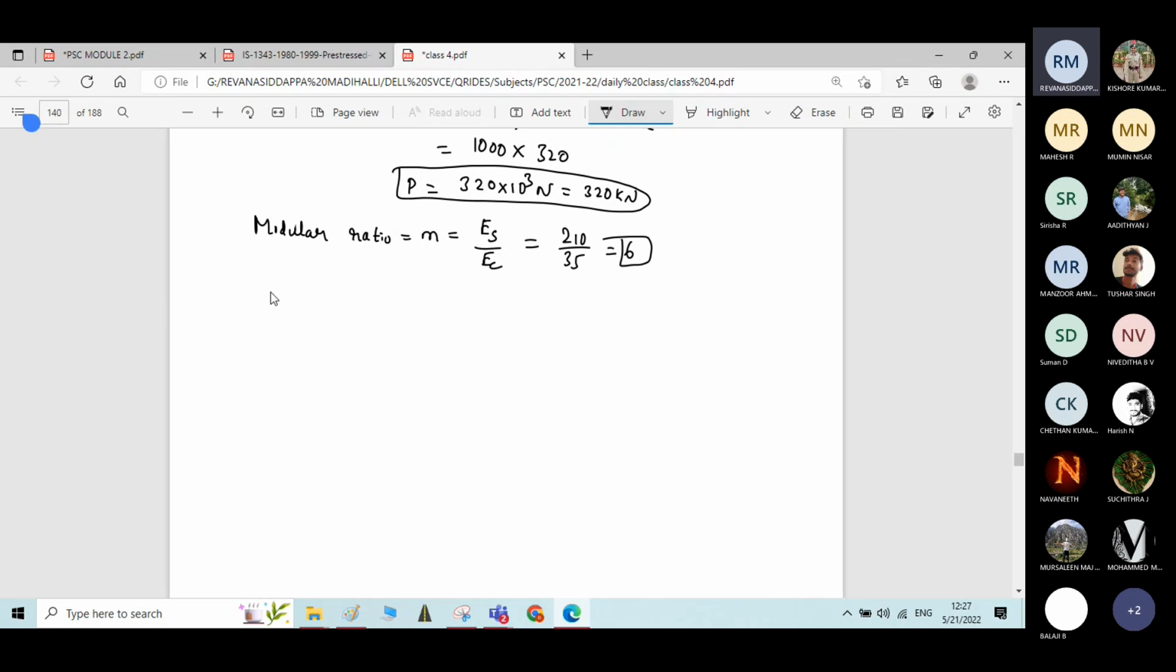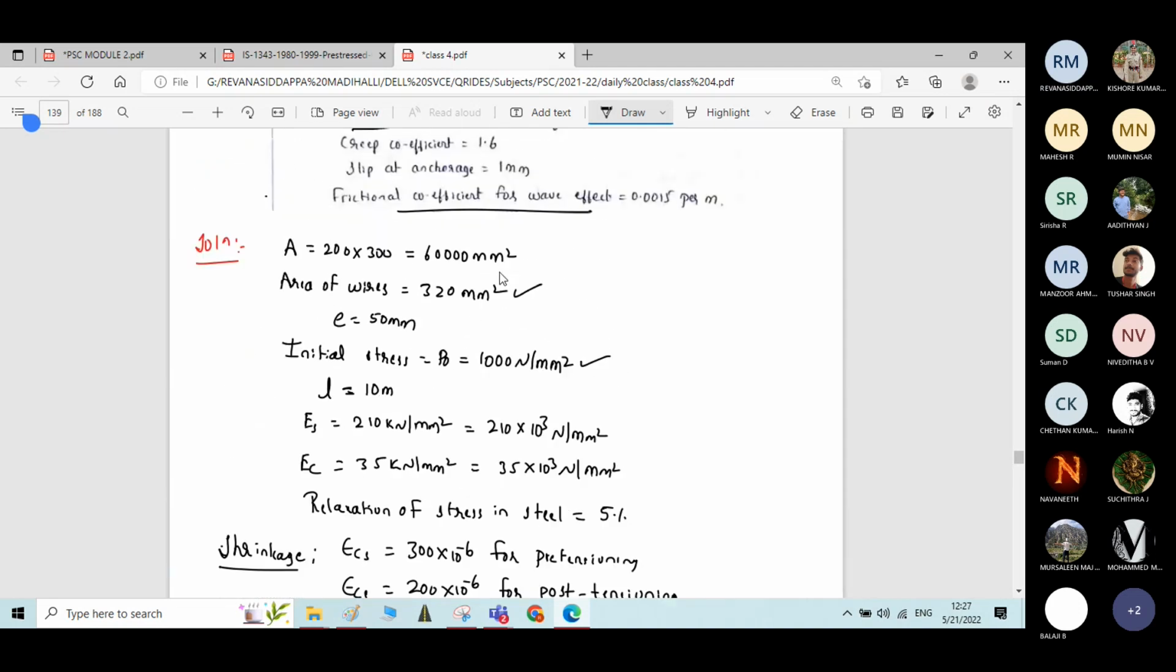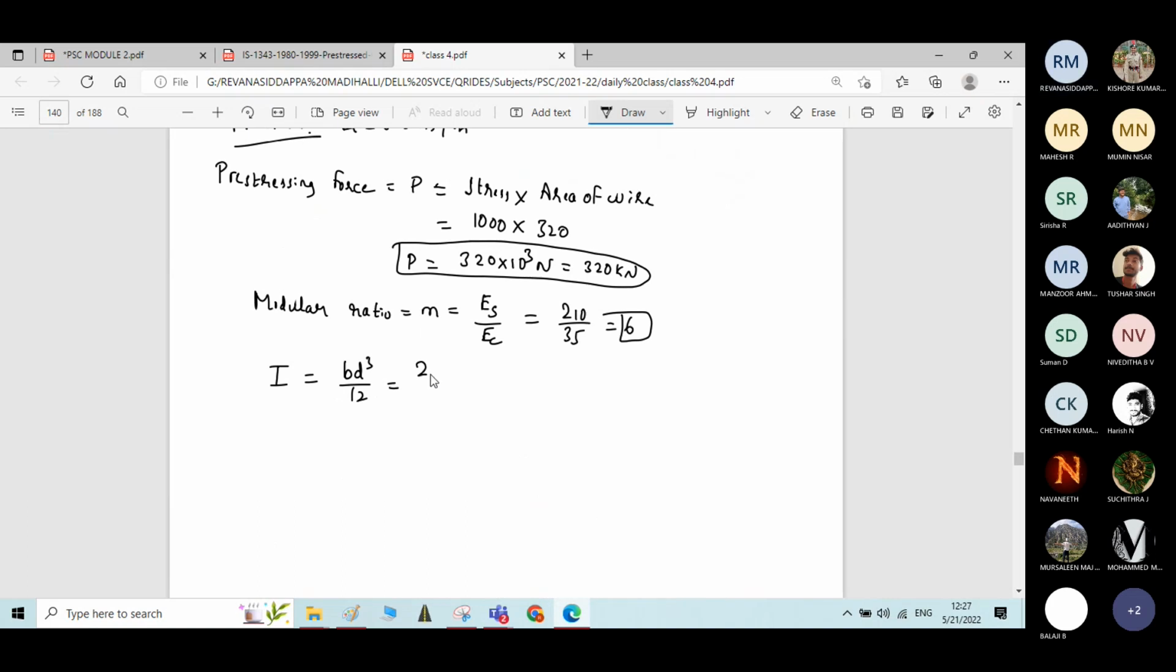Okay, then you find moment of inertia. I is equal to BD cube by 12. So these are all basic parameters which are needed for every calculation for every problem. Okay, I is equal to BD cube by 12. B is given as 200 and the depth is given as 300. 200 into 300 cube by 12. So by this we get moment of inertia as 450 into 10 power 6 mm4.